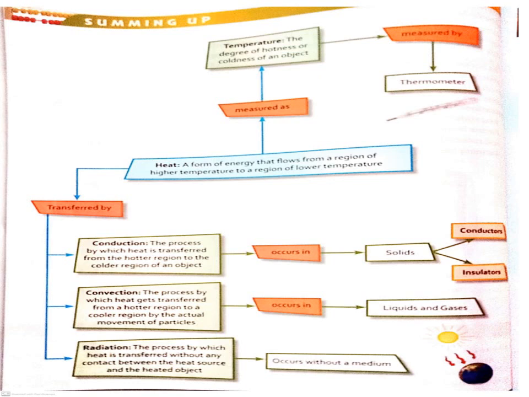Conduction is the process by which heat is transferred from the hotter region to the colder region of an object, which occurs in solids, like conductors or insulators. Next, convection is the process by which heat gets transferred from a hotter region to a cooler region by actual movement of particles, which occurs in liquids and gases. Next is radiation, the process by which heat is transferred without any contact between the heat source and the heated object, so it occurs without a medium. So this is about the lesson.